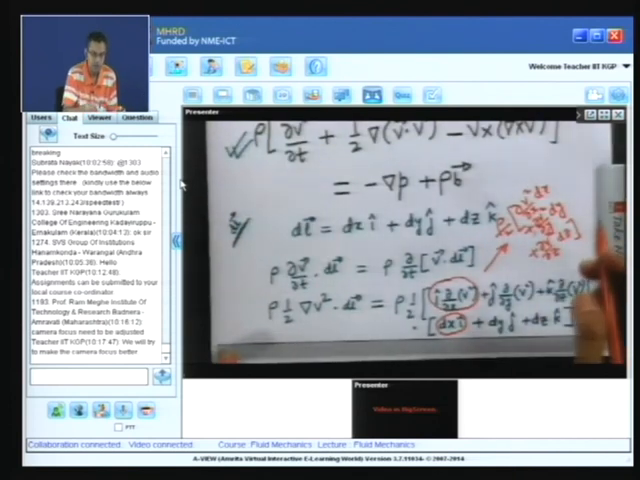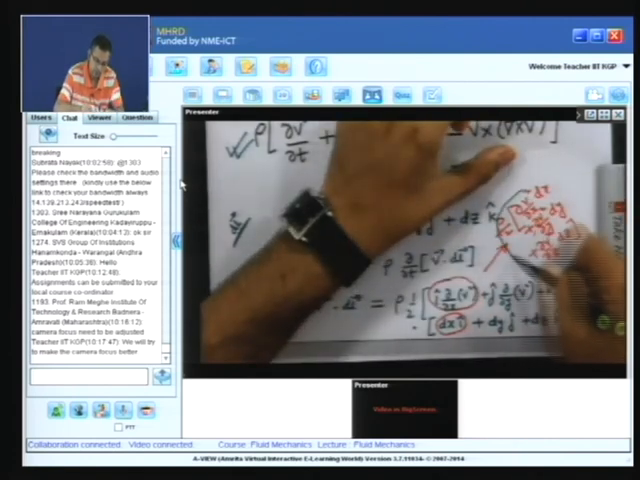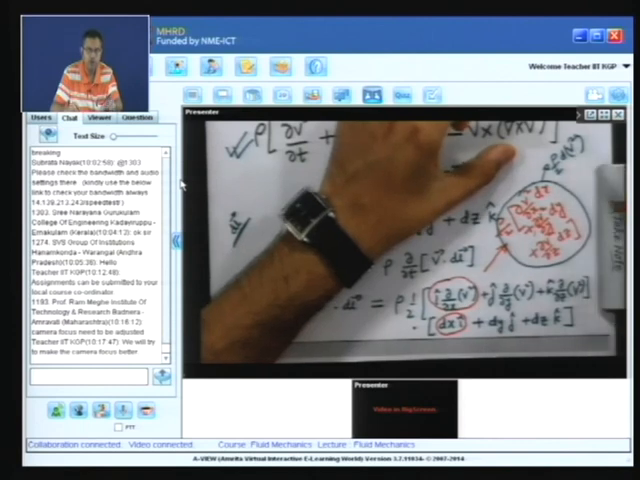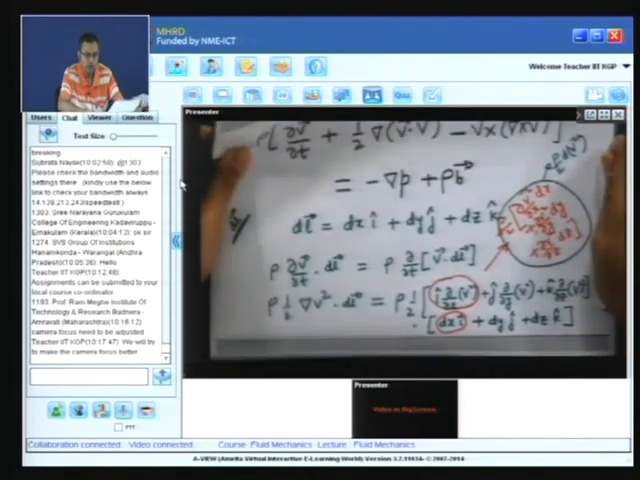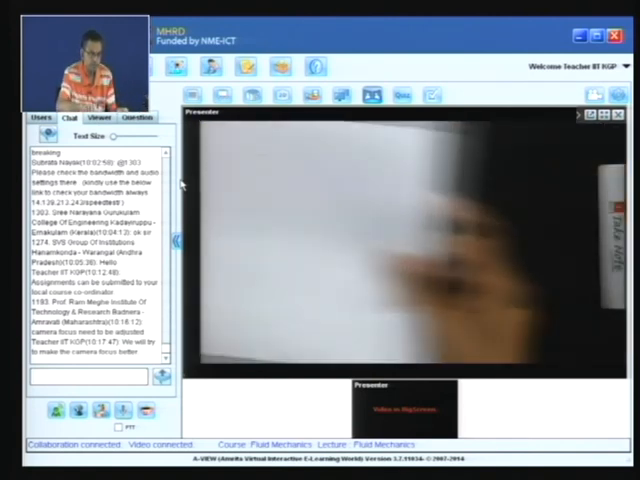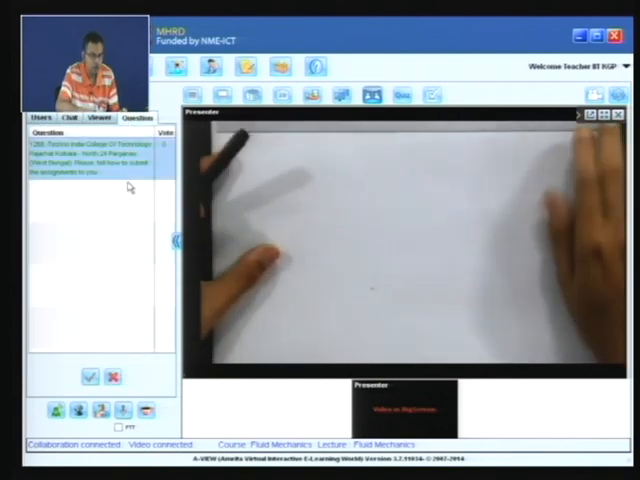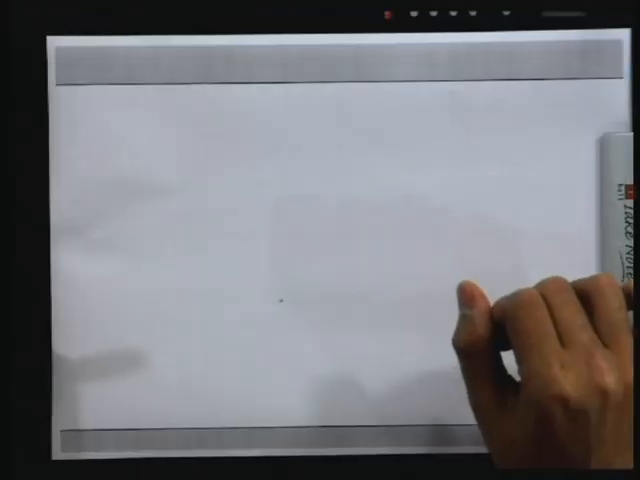So, this term becomes rho by 2 d of v square. So, rho into d of v square by 2. Let us move into a new sheet of paper. So, we have just now shown that rho into half del V square dot with dl becomes rho by 2 into dV square. Okay.